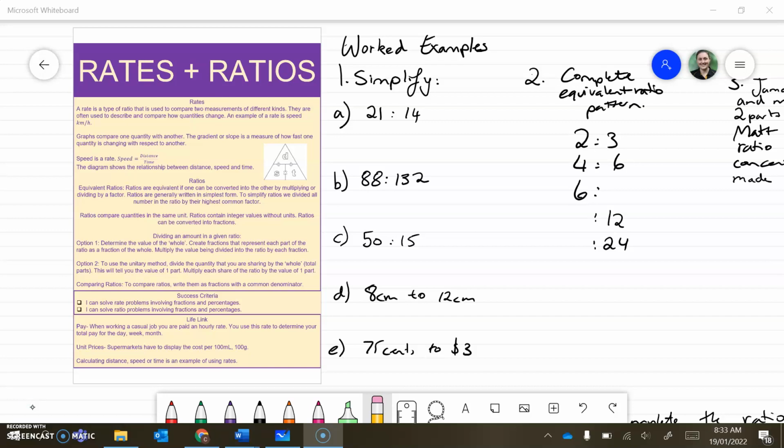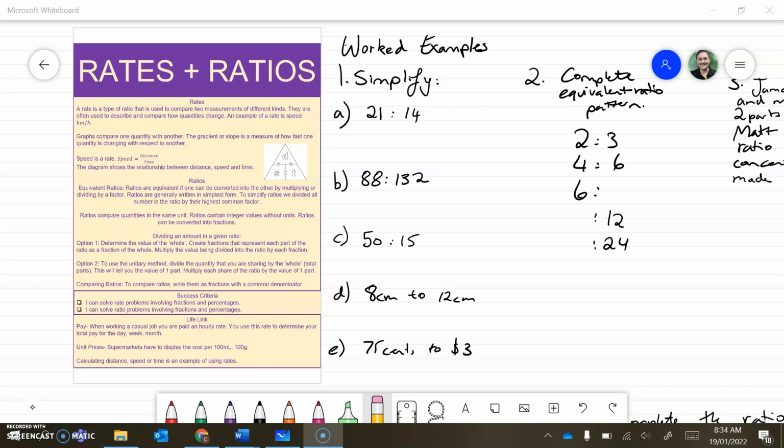Equivalent ratios. A ratio is equivalent to another if they can be converted into the other by multiplying or dividing by a factor. Ratios are generally written in simplest form, and to simplify ratios, we divide all the numbers in the ratio by the highest common factor. Ratios compare quantities in the same unit. Ratios contain integer values without units, and they can be converted into fractions.